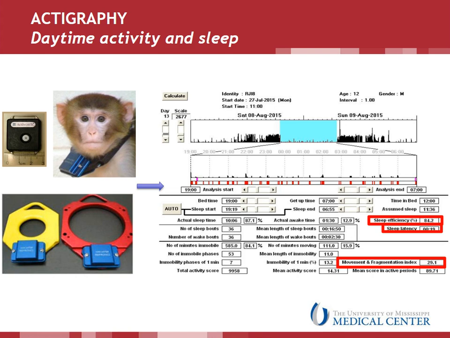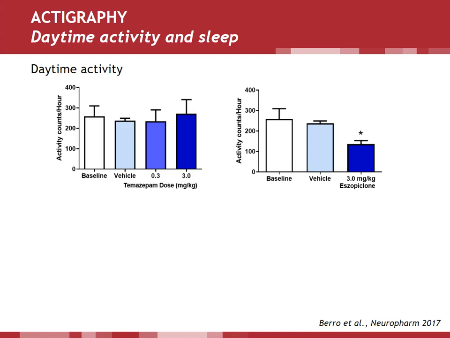An advantage of using actigraphy is that it can give you both daytime and nighttime activity data. So for example, using actigraphy, we have been able to show that benzodiazepine drugs can decrease general daytime activity when given at high enough doses. In these graphs, we show the effects of daytime treatment with the benzodiazepine drugs temazepam and azopiclone on daytime activity, shown on the y-axis as activity counts per hour, of adult Rhesus monkeys, with the highest dose of azopiclone decreasing general home cage daytime activity.